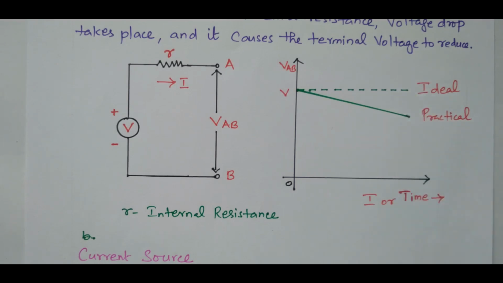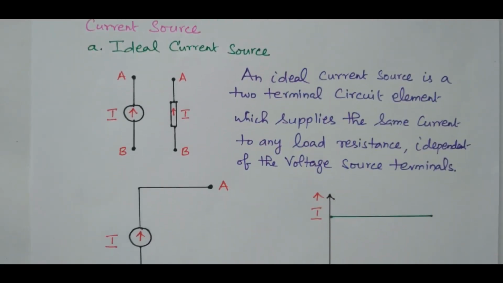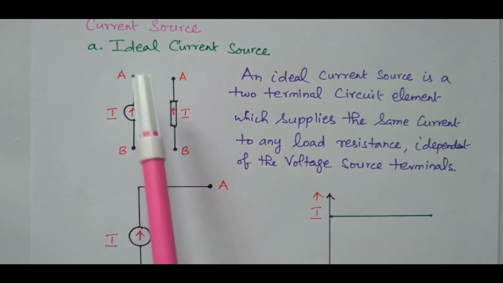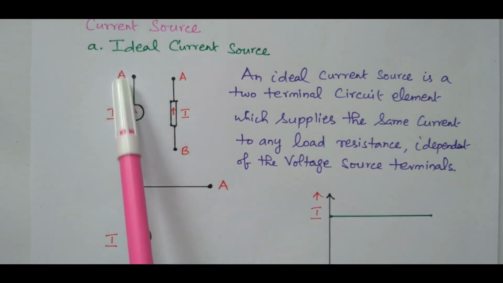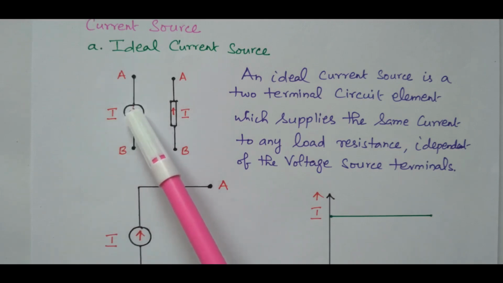Now we'll go to the current source. This is a representation, either in a circular or in a rectangular box. We can represent the current source like this. This direction indicates current is flowing from B to A. If it is down, it means the current is flowing from A to B. The current direction is indicated by this arrow. We can represent it either as a circle or in a rectangular form.